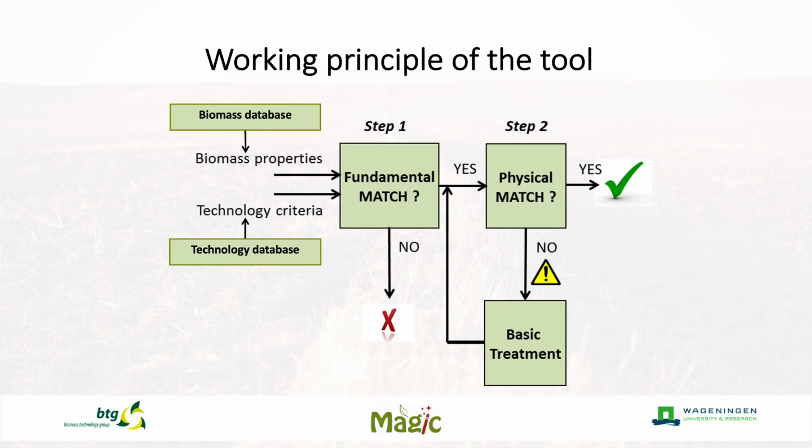The user can then check if the physical properties of the biomass in the database also match with the technology criteria. The physical properties are, for instance, size and dimension of the biomass, and for instance, moisture content of the biomass. If these are a match, then the tool will indicate this with a green marker. And if the physical properties do not match as such with the technology criteria, the tool will indicate this with a yellow triangle. The tool can also advise the user what kind of basic pretreatment is needed in order to change the physical properties to match with the technology criteria.